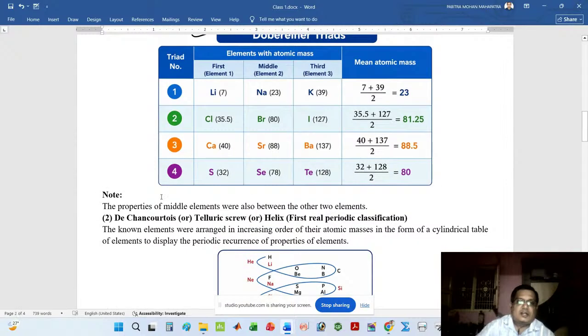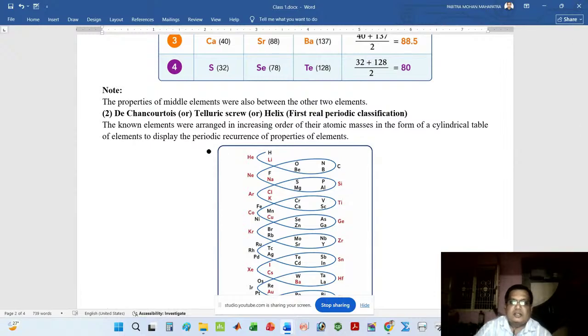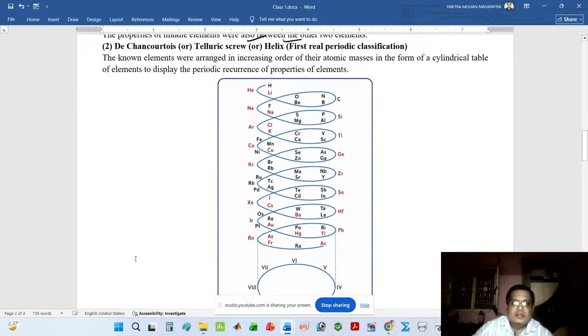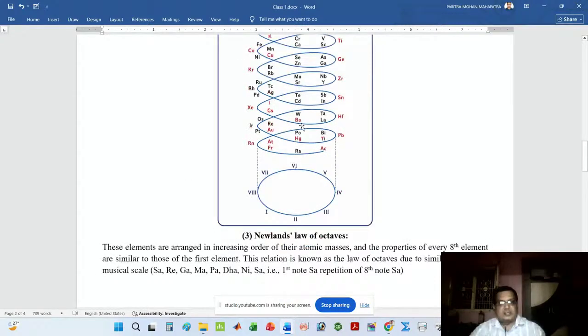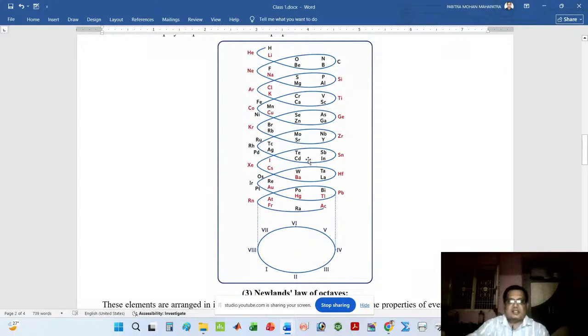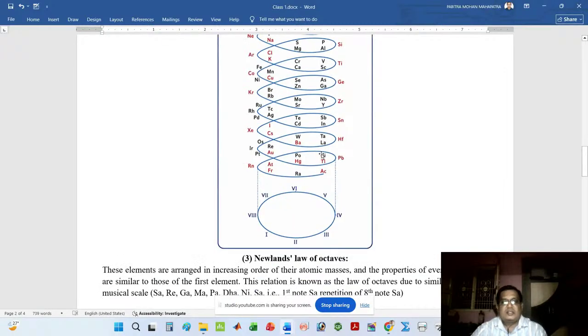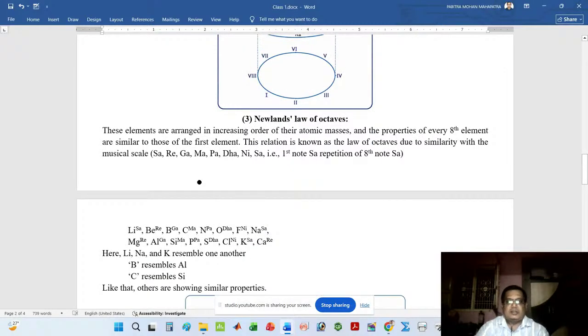Next, I covered the second classification, that is de Chancourtois, also called the telluric screw, or also called the helix. This is the de Chancourtois 3D classification. It looks like a cylindrical classification. Next, I covered the Newlands octaves.